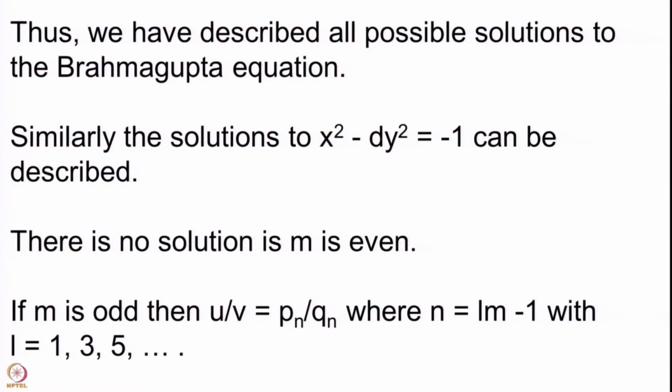Whenever m is odd, the solutions are explicitly written down as follows, that any such solution which is bigger than 1 is a convergent Pn by Qn, where your n is still Lm minus 1, but L is now an odd integer 1, 3, 5 and so on. So, here n has to be even, that is quite clear because we want that minus 1 to the power odd has to come, and therefore, your n has to be an even integer.